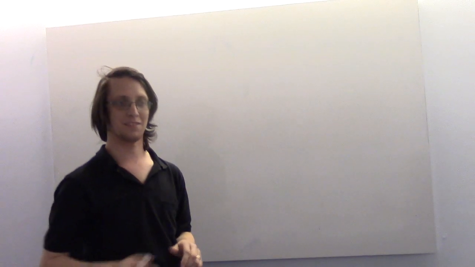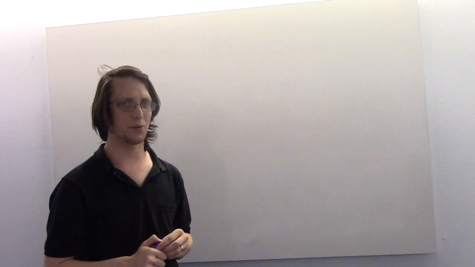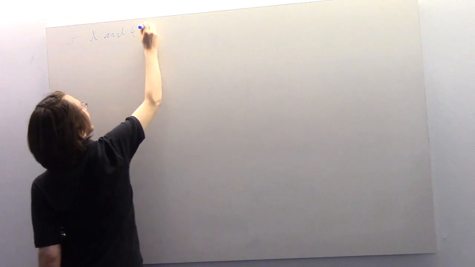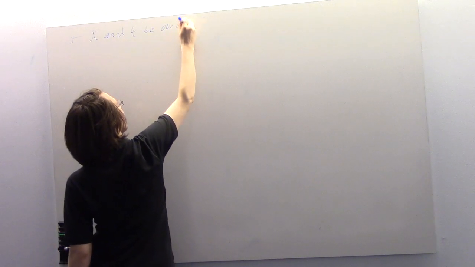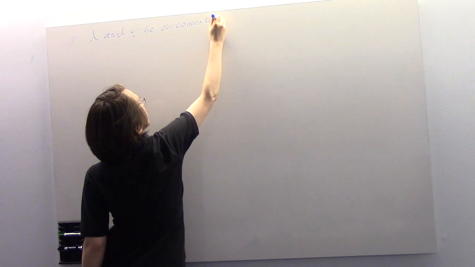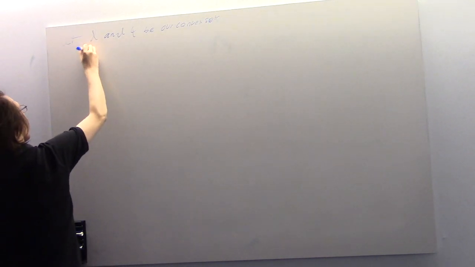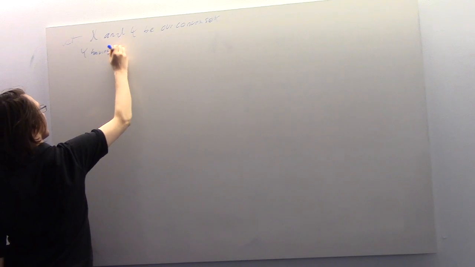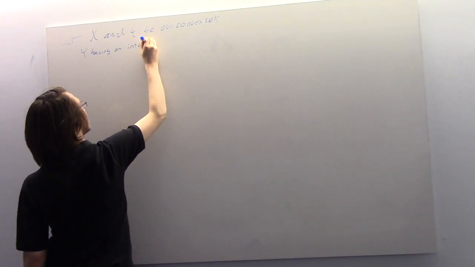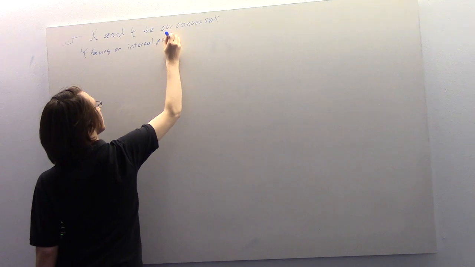Okay, why did we do all of this? Why do we care about these internal points? Let's look. Let X and Y be convex sets where Y has an internal point. Our goal is to show there is some hyperplane separating X and Y.